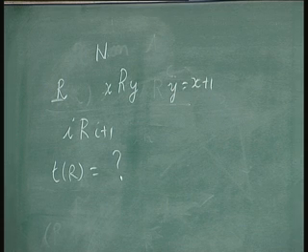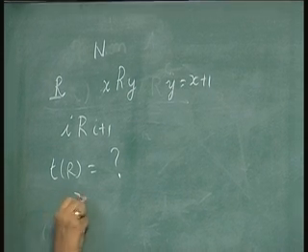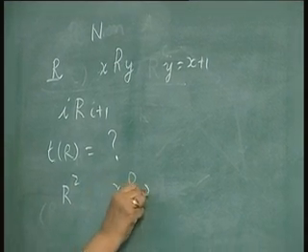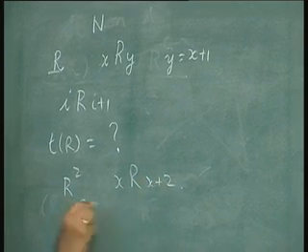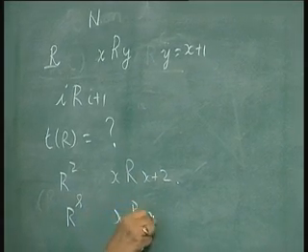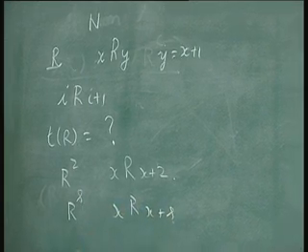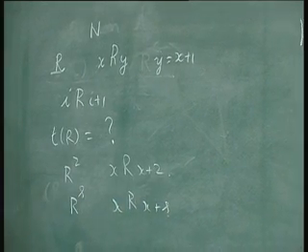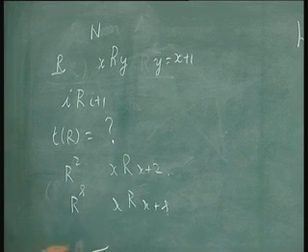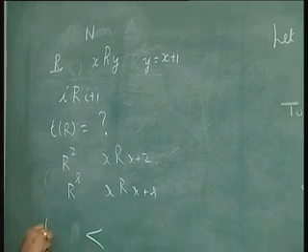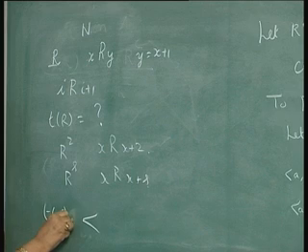Now, we have seen that R squared means x will be related to x plus 2 for any x. R^s is x is related to x plus s and so on, and TR is the union over i equal to 1 to infinity of R^i. So, what is that relation? It is the less than relation. So, TR is the less than relation.